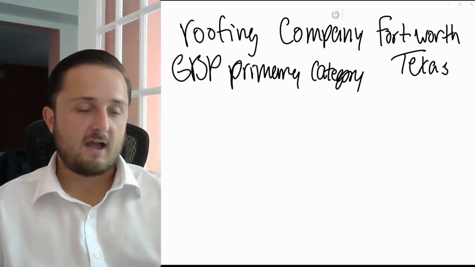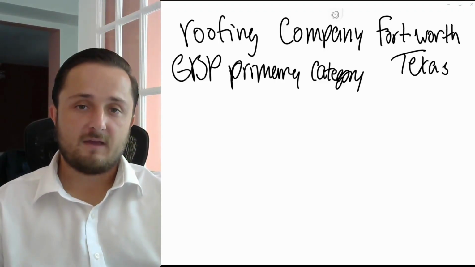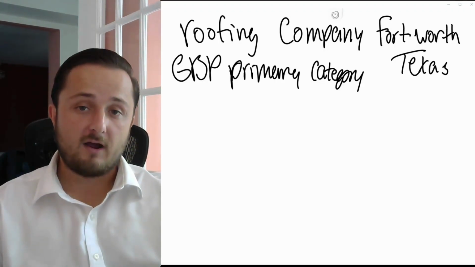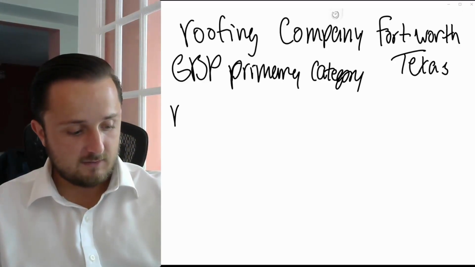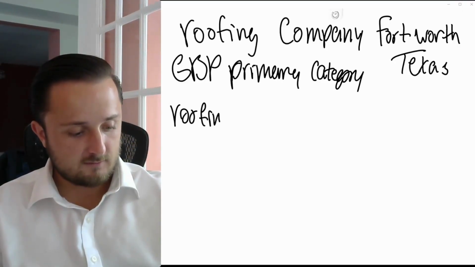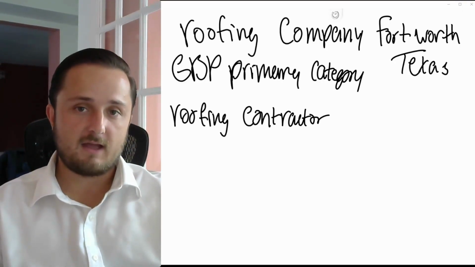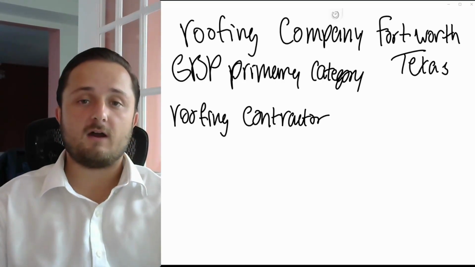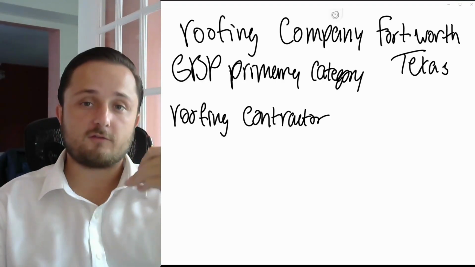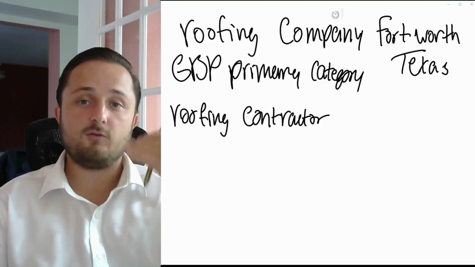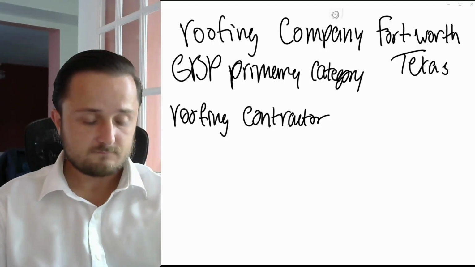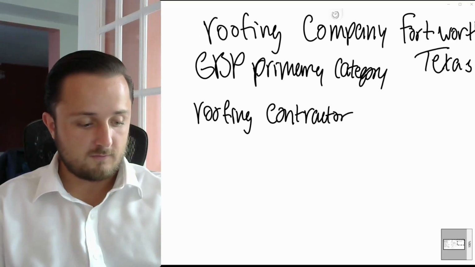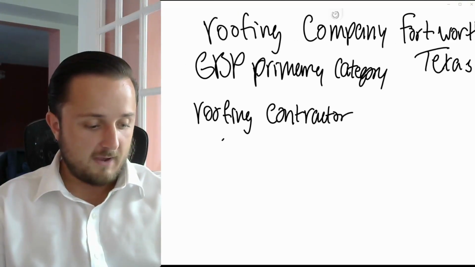So as a roofing company based out of Fort Worth, Texas, your Google business profile primary category needs to be roofing contractor. You have to best match your primary category on your Google business profile to the service or products that you actually offer. Now, let's say you're a roofing company, you're in Fort Worth, and you also do bathroom remodeling.